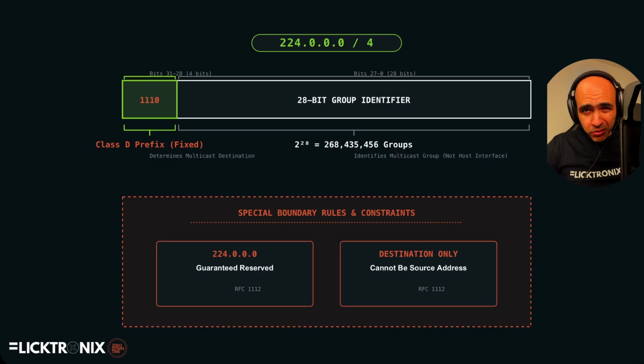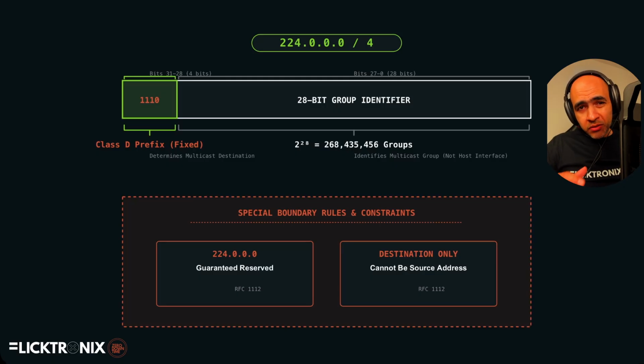224.0.0.0/4. Historically, this was named Class D, with the 4 high-order bits being fixed. That leaves 28 bits for the group ID. So the structure looks like this. Those 28 bits aren't identifying a NIC attached to a host somewhere. They are identifying a multicast group.